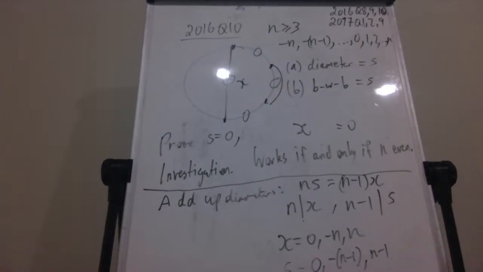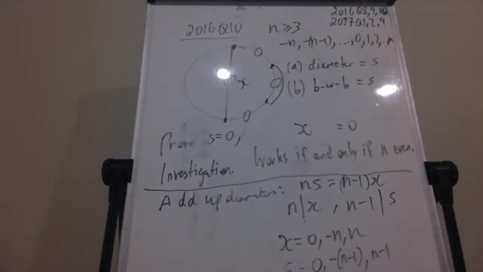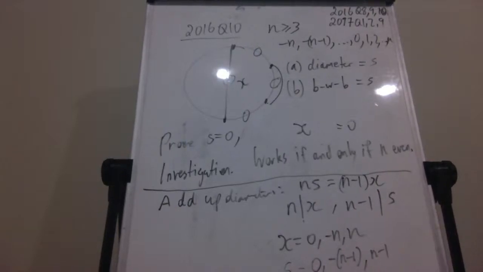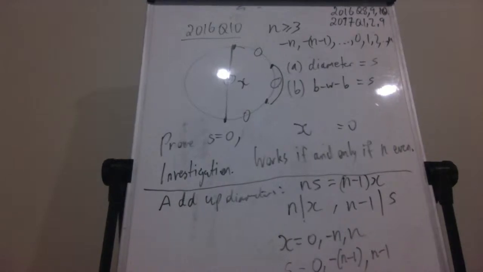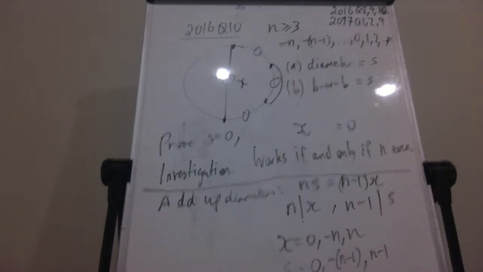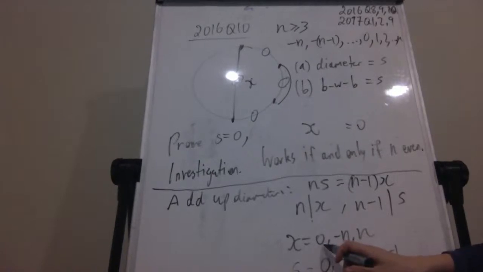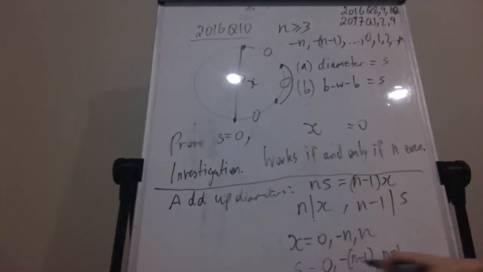And why can't it be like 2n minus 2 or something? Because that's too big. N is larger than 2. Actually, n could equal 1. And can you see, when you put these values of x in here, it forces s to be one of these values, right?